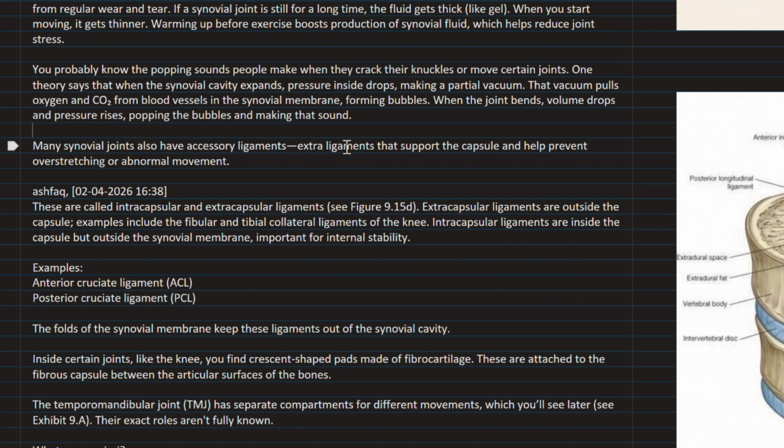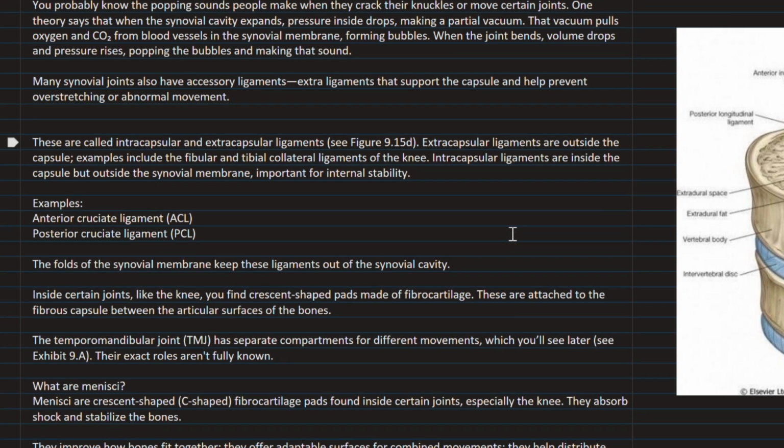Many synovial joints also have accessory ligaments, extra ligaments that support the capsule and help prevent overstretching or abnormal movement. These are called intracapsular and extracapsular ligaments. Extracapsular ligaments are outside the capsule. Examples include the fibular and tibial collateral ligaments of the knee.